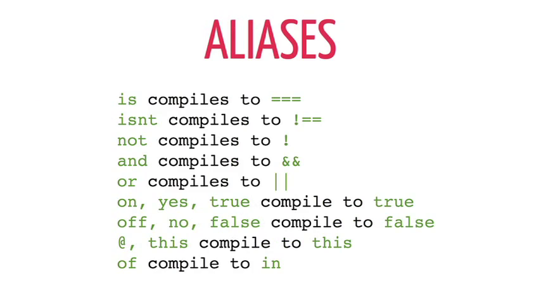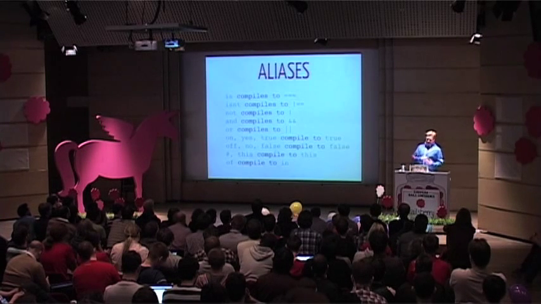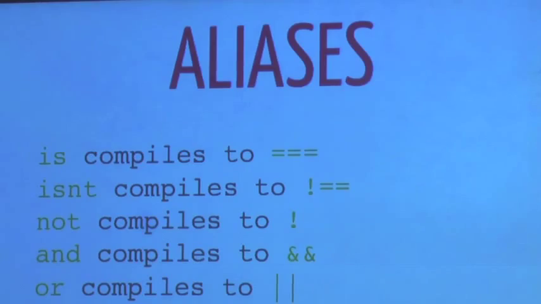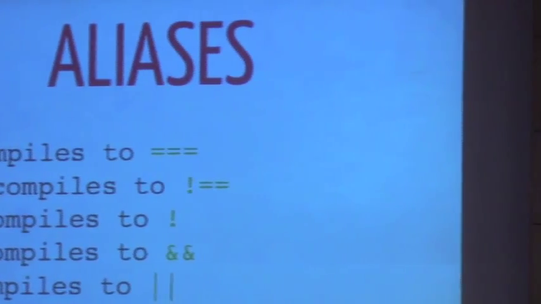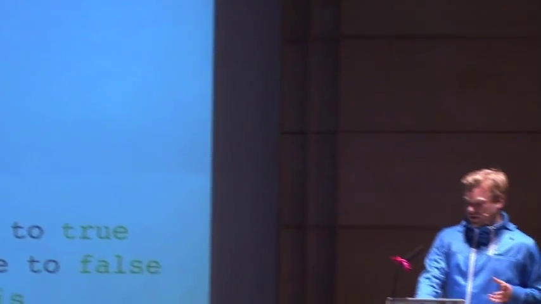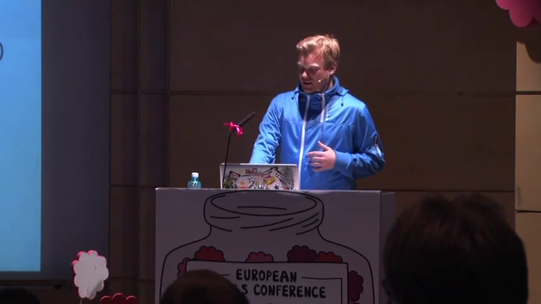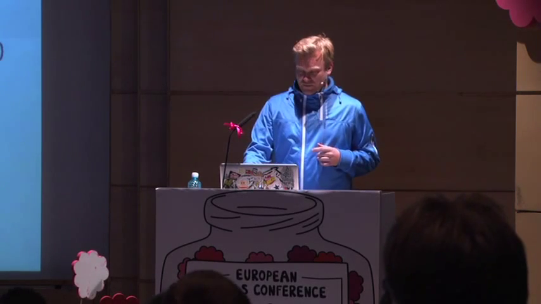We have a lot of nice aliases. You know, is compiles to equals, isnt is the opposite. We have not, and, or, we have on and yes, which compile to true. We have off and no, which compile to false. @ is a shortcut for this, and of compiles to in. The code gets really speaking. Try to use the features. You can't do it otherwise, but it gets really speaking if you use all that stuff. And last but not least, or almost, chained comparisons, which are borrowed from Python.